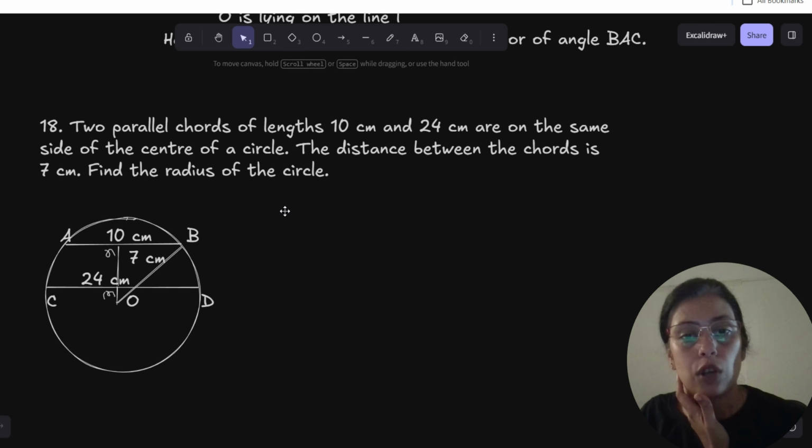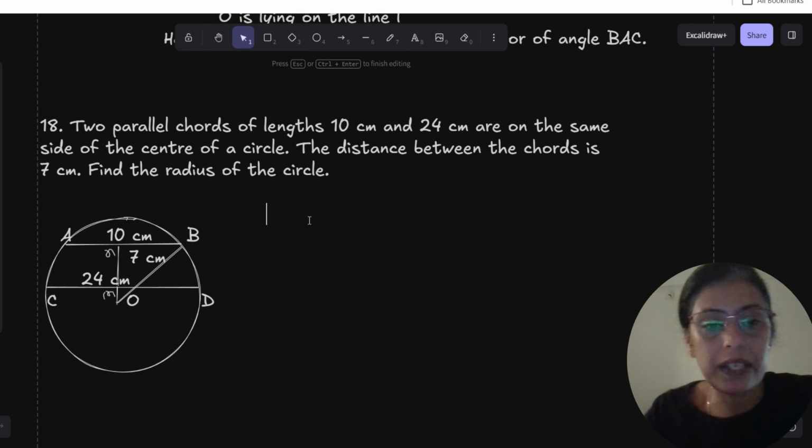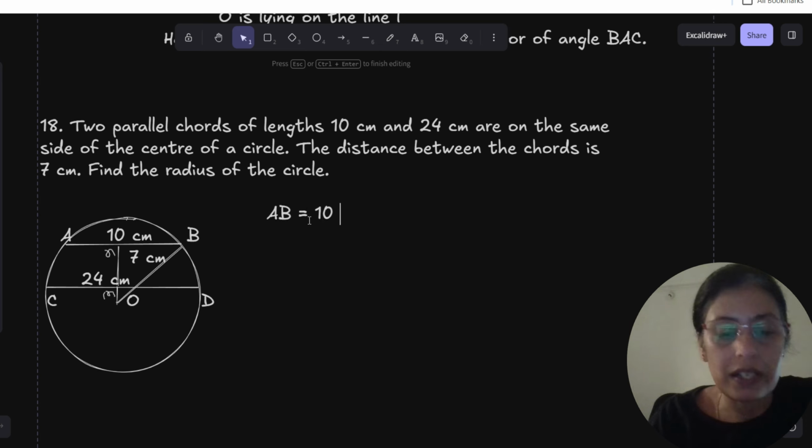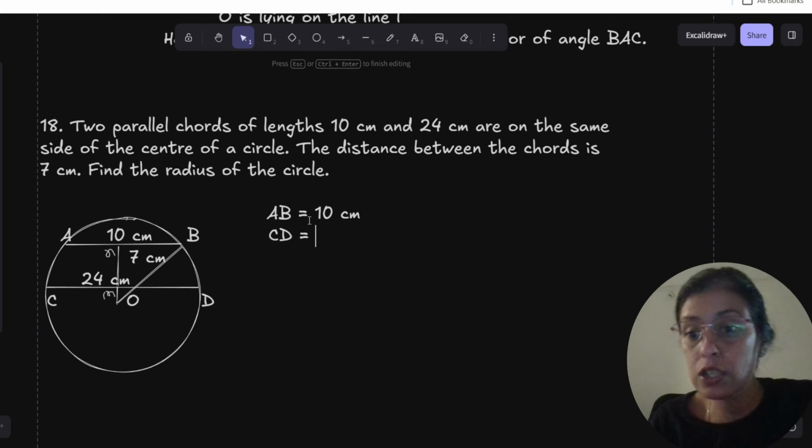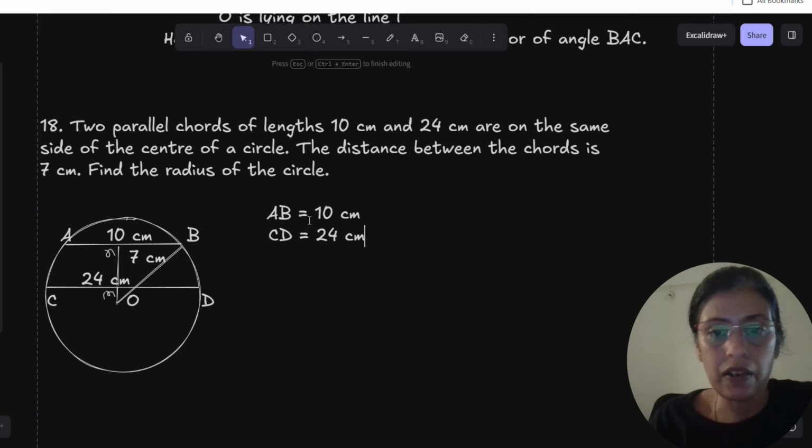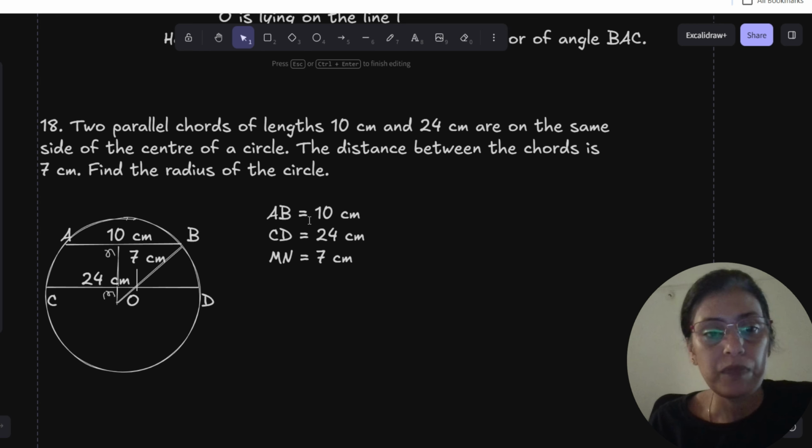Now let's write down whatever we have been given. Because in the diagram in the question the names are not given, I have drawn this and given names for clarity, so I will write what is what. And this is the distance MN, which is the distance between the two chords. This is 7 centimeter.